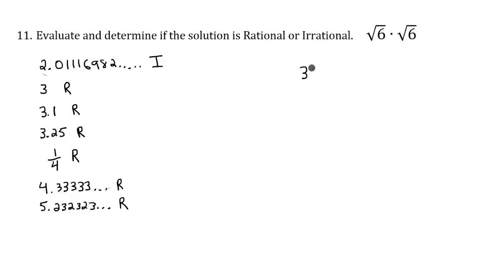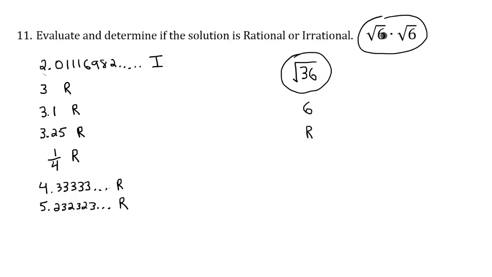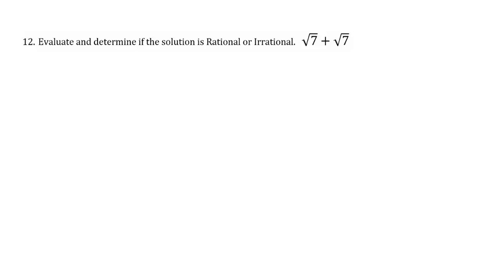Okay, moving on. If we have the square root of 6 times the square root of 6, that means we're going to get the square root of 36. And the square root of 36 is just 6. So we know that's going to be a rational number. It's just an integer, which is okay. That means that this is also a rational number. In this expression, we have this times this. That's going to be ending up a rational number. Okay, moving on to number 12.